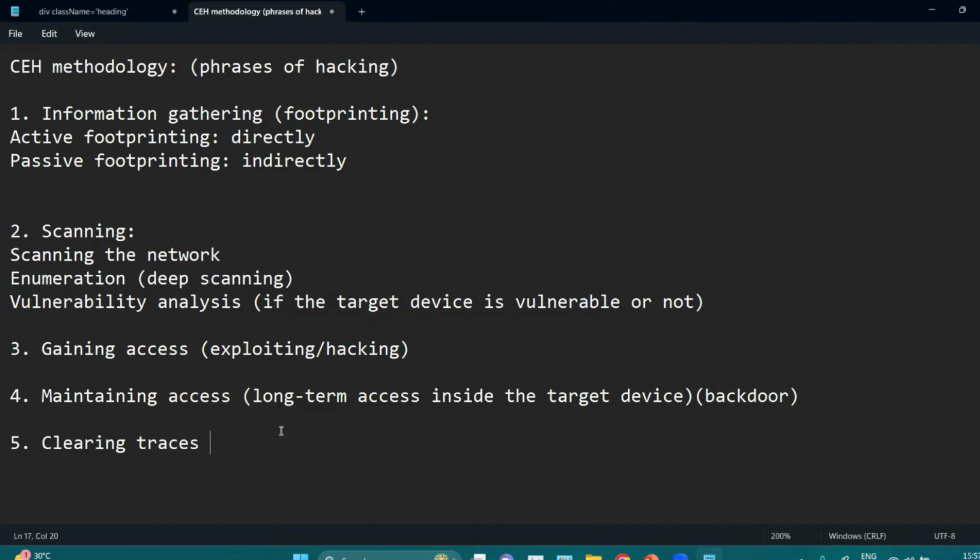So this is a simple methodology of cyber security, or we can say some phases of hacking, which we will use in the entire syllabus. This is a methodology which is very common. We can say this is a universal methodology.